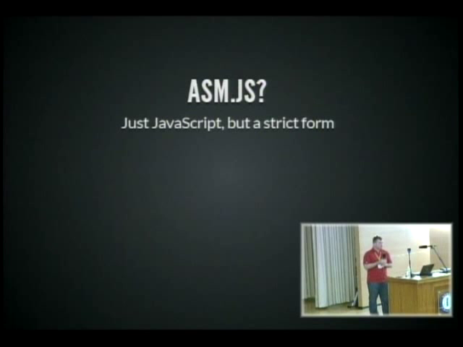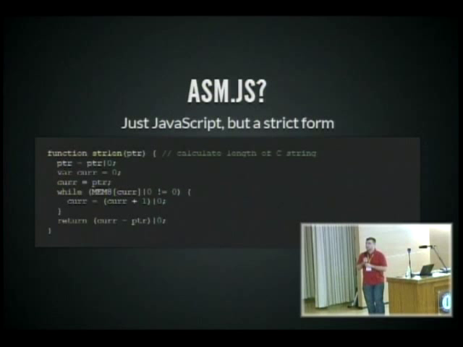So what is asm.js? Asm.js is just JavaScript, but it is a strict form of JavaScript. There is a specification that says for something to be valid asm.js, it has to look exactly like this. There are no objects in asm.js. There's only functions. There's references to the heap, which are just typed arrays, which is something else that JavaScript gained not too long ago. Then there's math. That's basically it. So it looks a little bit like this.